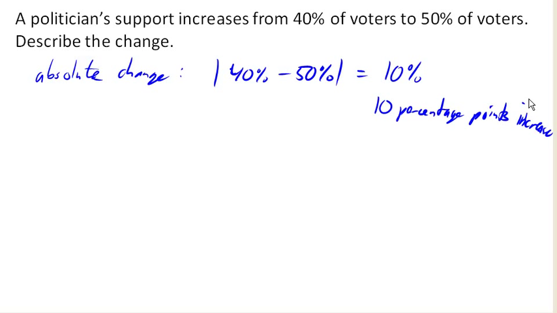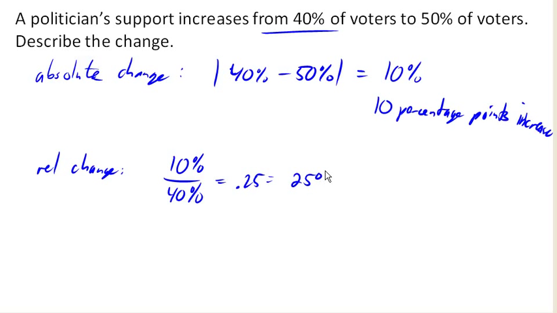The problem is, when we hear 10% increase, we're usually thinking about a relative change. And in fact, if we were to find the relative change here, we have a 10% increase, that's our absolute change, relative to the base of 40%. Is 0.25, or a 25% relative increase. So it would be totally correct to say that the politician's support has increased by 25%, or by 10 percentage points. And again, if you don't know which one you're talking about, media statements can be really confusing. So you really want to look carefully when people talk about percent increases of percent quantities.